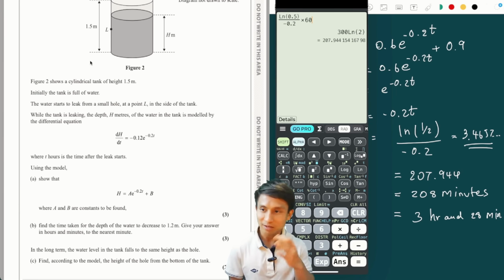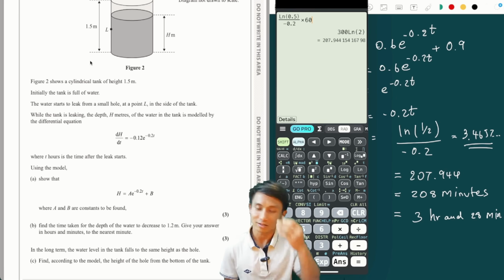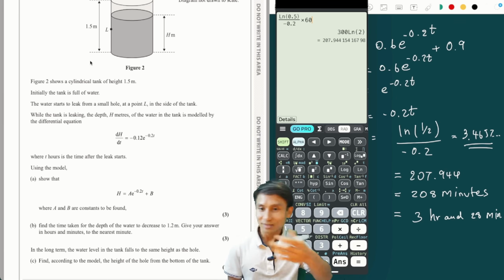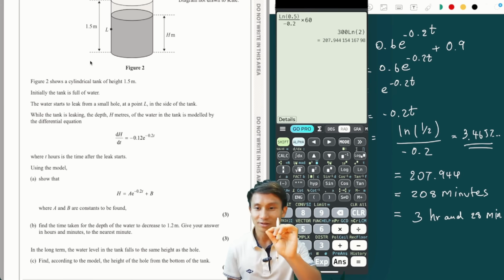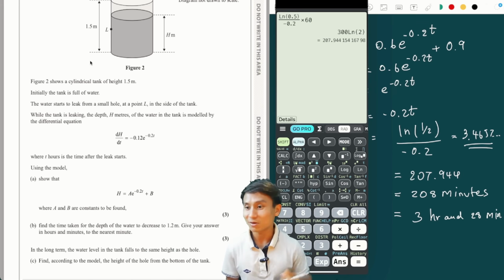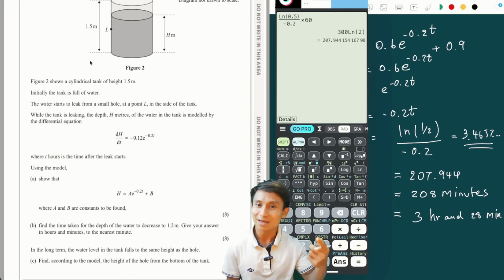So that should be a period of time, not the time on the clock, because sometimes it can ask for the time on the clock given the start time, let's say midday or something. It can ask you the time, not the period of time. So you've got to be careful with that. I think I'm happy with that answer.